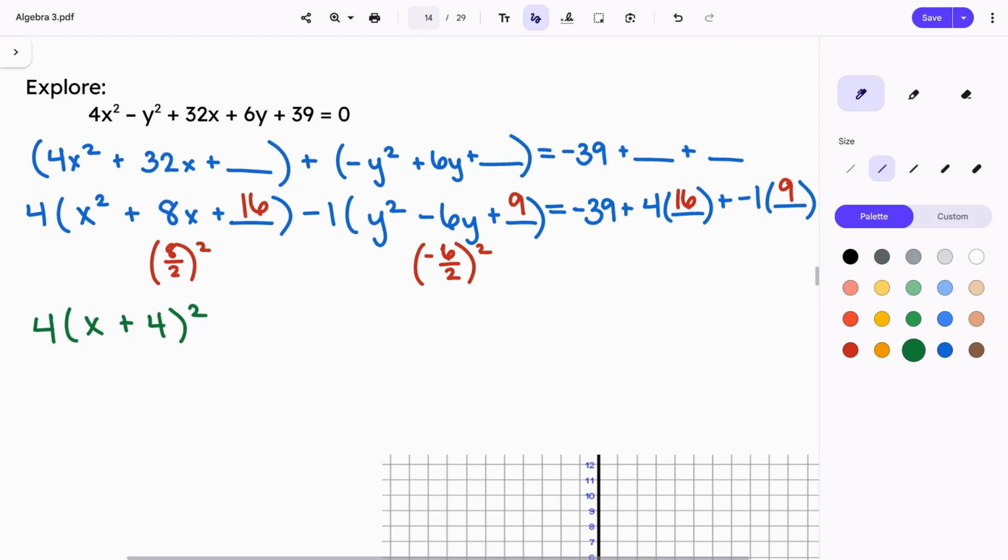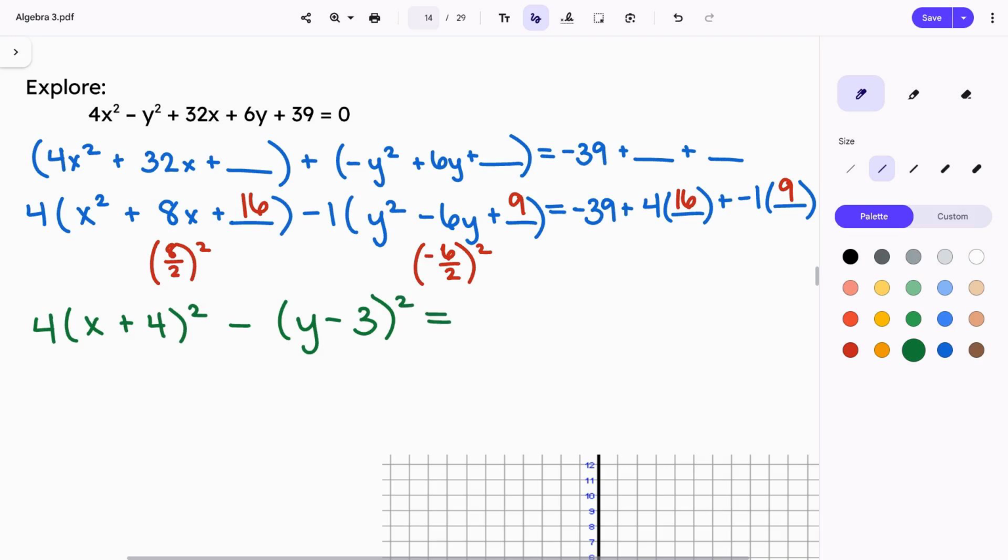Okay, and then this is a -1 here. So minus y. And then what numbers are going to, same number again, multiply to 9, add to -6? Yeah, -3, -3. So I'm going to write y minus 3 squared.